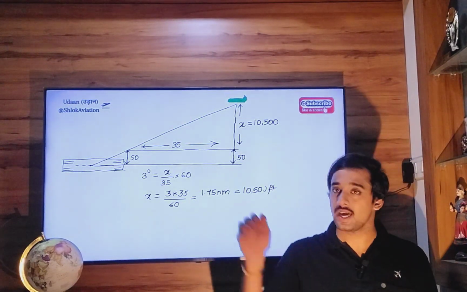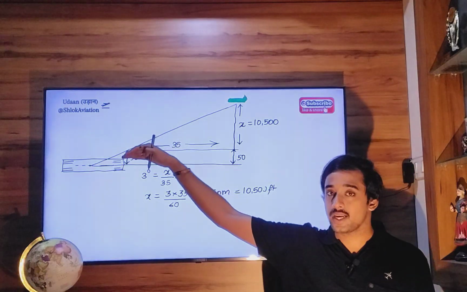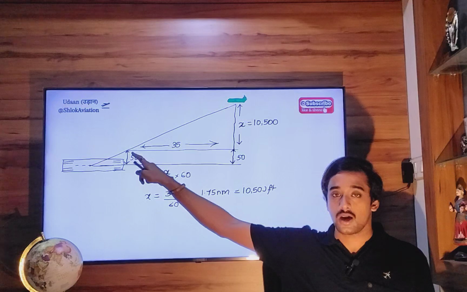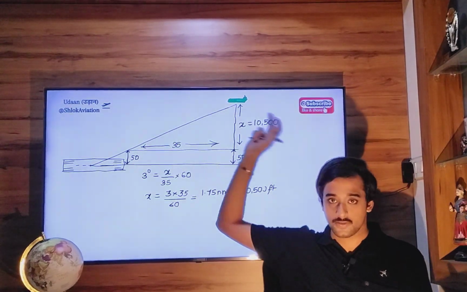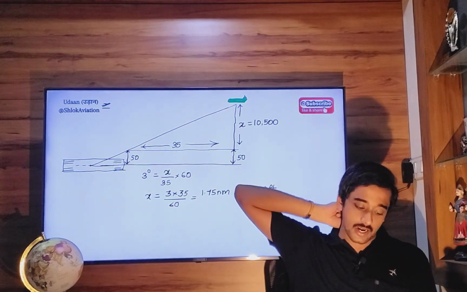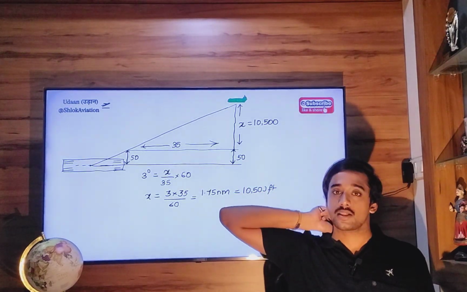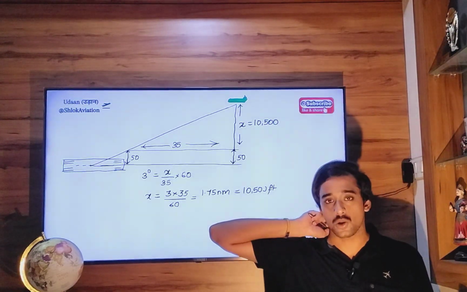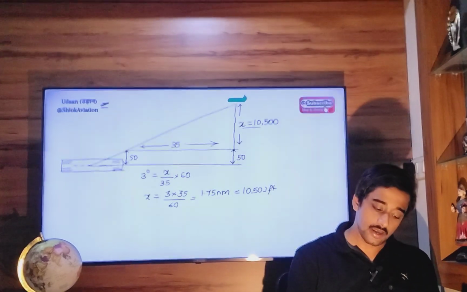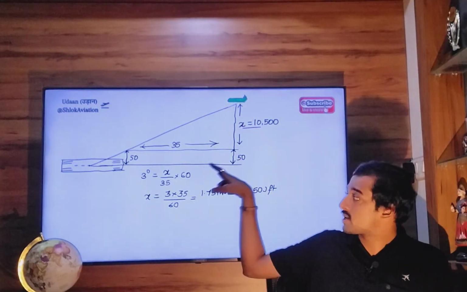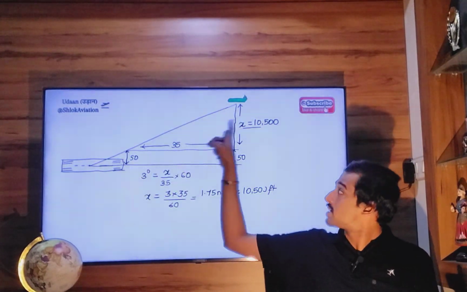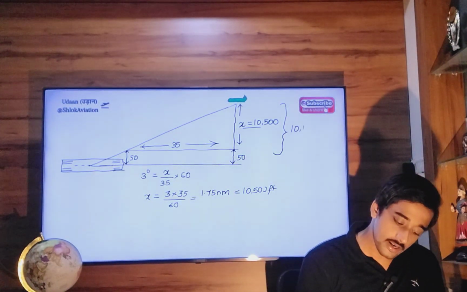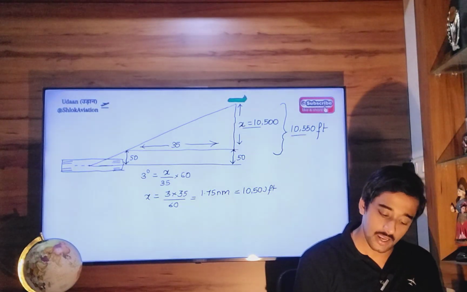That means this aircraft is 10,500 feet above the glide slope, which is at 50 feet above the threshold elevation. So the total height of the aircraft with respect to the threshold ground surface is 10,500 plus 50, which is equal to 10,550 feet. So this will be your final answer.